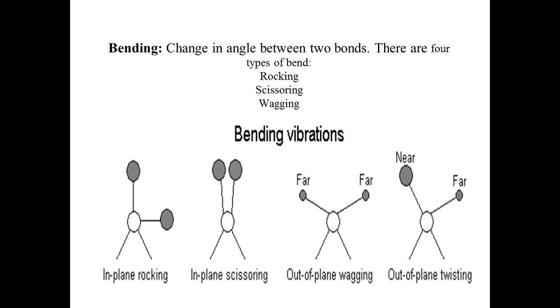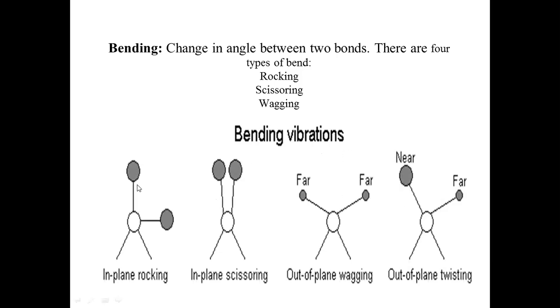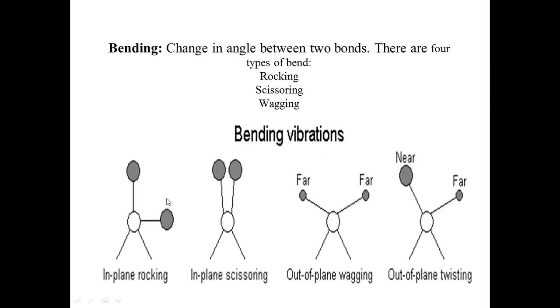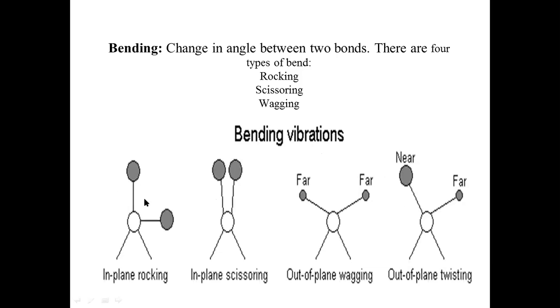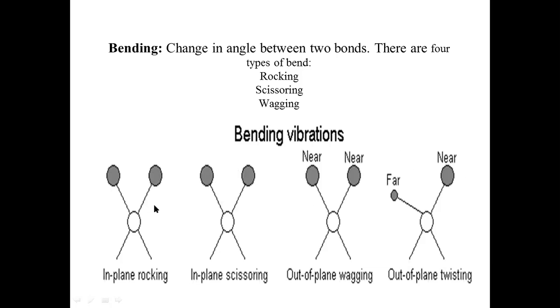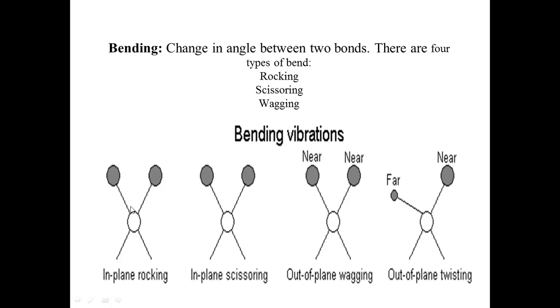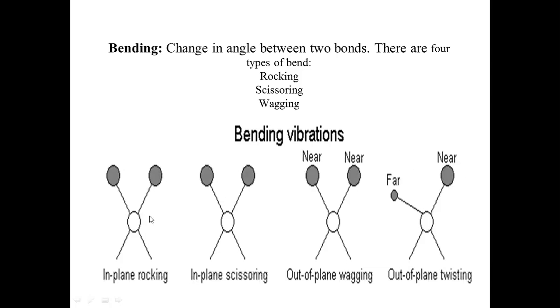Say here the carbon is connected to two hydrogens. If both of the hydrogens are moving towards one direction, you call this an in-plane rocking. So you can imagine when they are vibrating, their bond angle is changing. At that time, they are not leaving their plane. They are remaining in the plane they originally were in. So you call this an in plane, and as both of the atoms are moving in the same direction, you'll call this an in plane rocking.